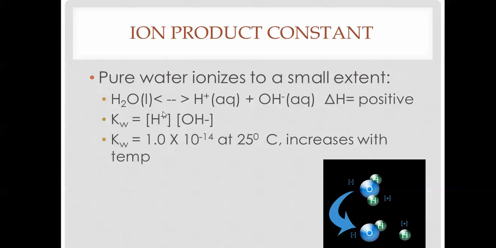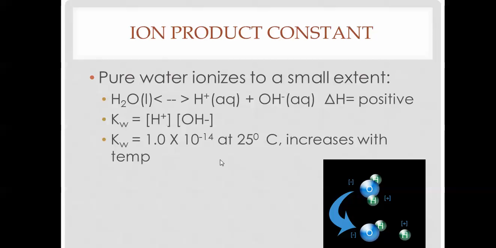Pure water ionizes to a small extent. So just plain old everyday water, some amount of it will be breaking down into hydrogen ions and hydroxide ions. And if we wrote an equilibrium expression for it, we would write this, because the water's not included, because it's a pure liquid. So this is called Kw. It's just a special equilibrium constant because water is so special, and we give it a special name. We call it Kw instead of Keq, and its value is 1.0 times 10 to the negative 14th.